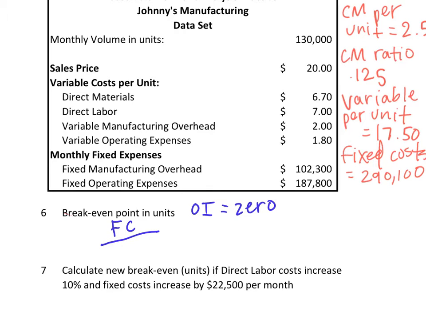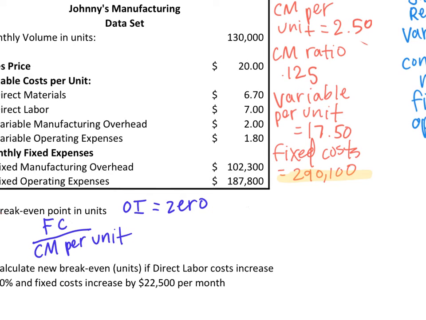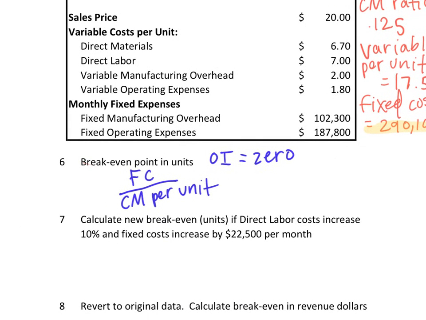Break-even in units is fixed costs divided by the contribution margin per unit. So, as we already established, fixed costs are $290,100 and contribution margin per unit is $2.50. So, to calculate break-even, we simply divide and get a break-even units of 116,040. This means that Johnny's Manufacturing must sell 116,040 units in order to break even each month. Now let's move to item 7.